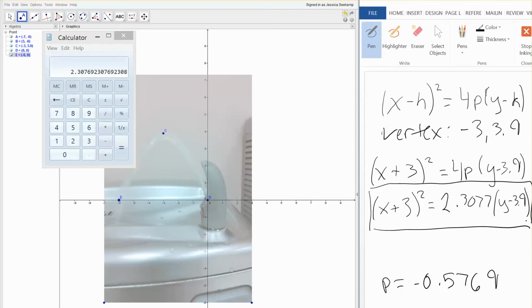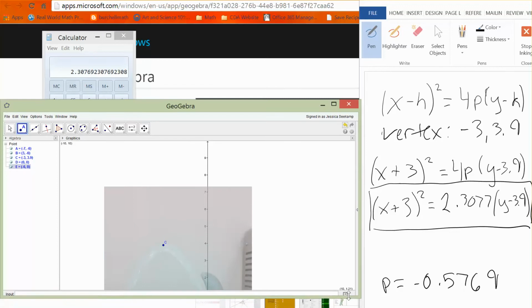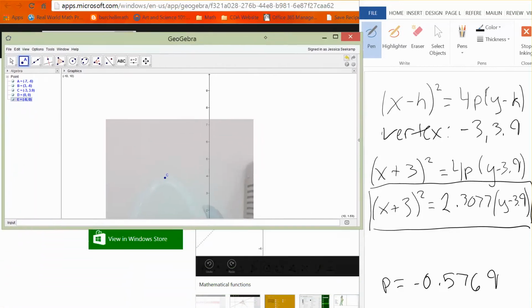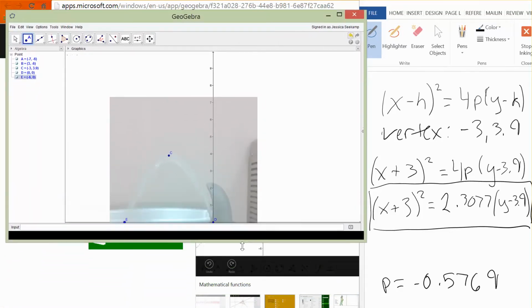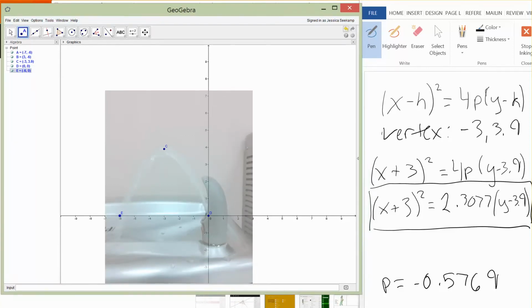Right there. And now to check it, we want to plug it in, and if you go down to the bottom of your GeoGebra screen, let's see if I can bring this up. Okay, you should see a place where you can see input at the bottom right there, and that's like your y equals on your graphing calculator, and that's where you would input your function. The nice thing about GeoGebra is I can put this in as it is. I don't have to solve it for y. So I'm going to do x plus 3 quantity, that whole thing is squared, equals 2.